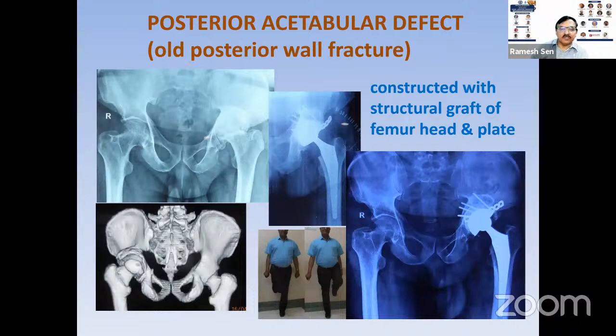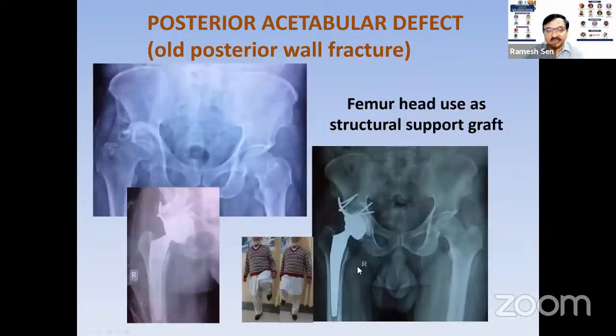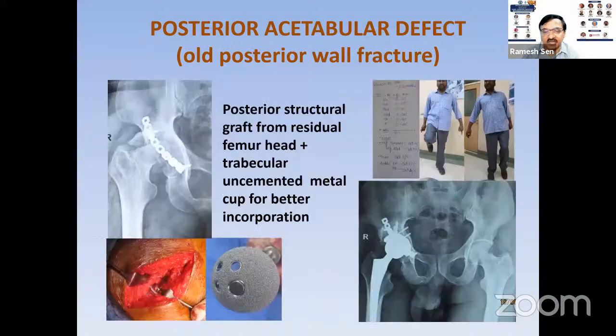Another case of a similar situation where you can see in the CT scan the kind of a loss on the backside of it. So what we need to do, we need to use this head to buttress on the posterior superior side, put a plate to hold that graft over there, and then put a cup so that he can stand comfortably on either side. Another case of a similar nature, again a posterior wall fracture. This is a very standard technique in which the femur head is used as a graft for the posterior wall, and a standard posterior wall reconstruction is done.